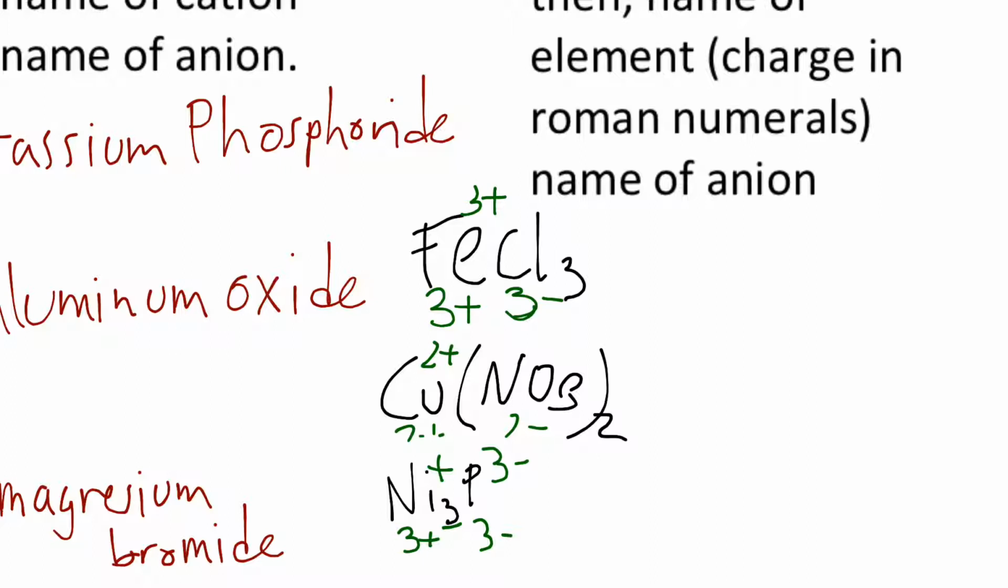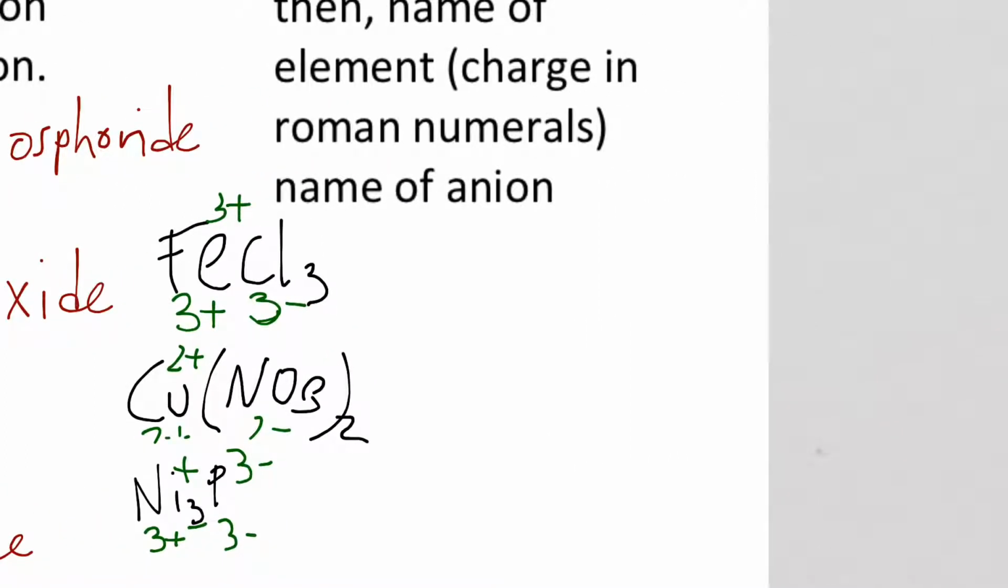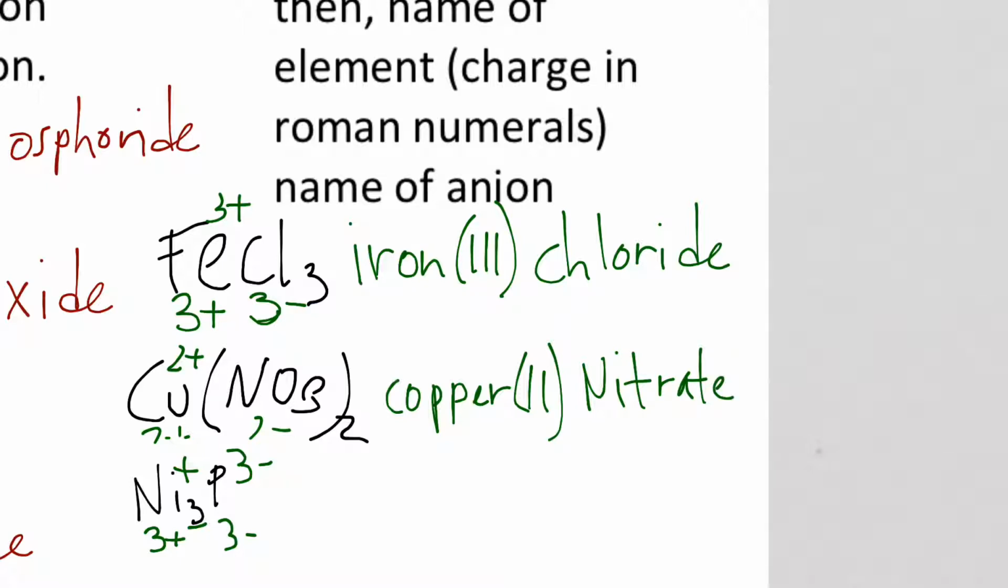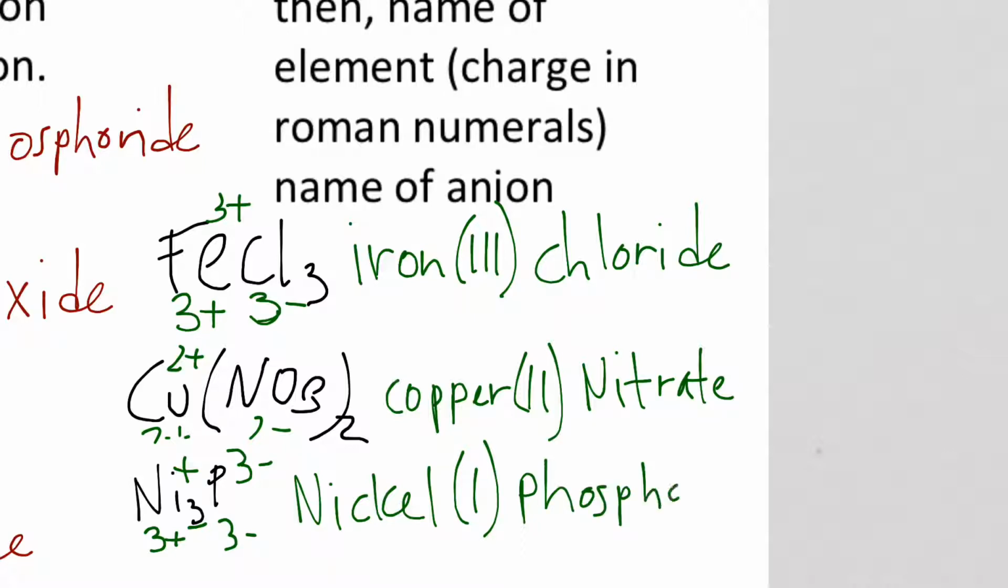So once I've determined that, then it's going to be just using it with Roman numerals. So we have our iron 3, because that's the charge of iron, chloride. Copper has a charge of 2 in this case, and NO3 is nitrate. Be sure to use your reference on the back of your periodic table. Nickel has a charge of 1, and phosphoride, in order to get our naming down.